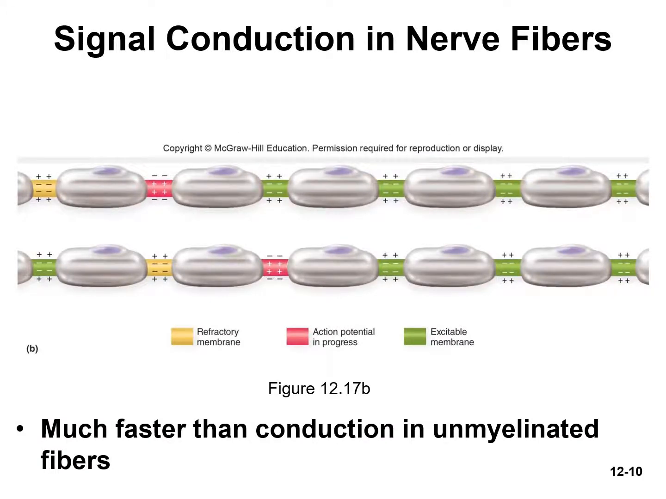So the takeaway message from this is, of course, that your signal conduction is going to be much faster in your myelinated fibers than it is in your unmyelinated fibers. And we still have this refractory period that we have to keep in mind. Refractory membrane is going to be where the action potential just was. Action potential in progress is illustrated in red here. And then the membrane that is excitable, that can respond and become depolarized here, is in green.